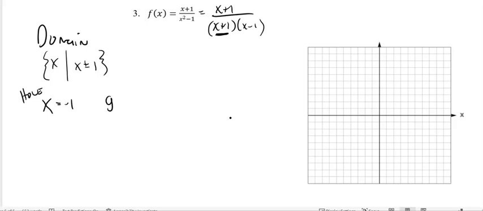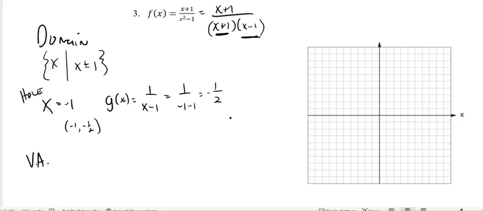Let's find that hole. G of x would be the simplified version, 1 over x minus 1. So that's 1 over negative 1 minus 1, or 1 over negative 2, negative 1 half. So I have a hole at negative 1 comma negative 1 half. I have a vertical asymptote for that, the 0 that corresponds with this bad value, or the value that's out of the domain here at x equals 1. I have a horizontal asymptote at y equals 0.